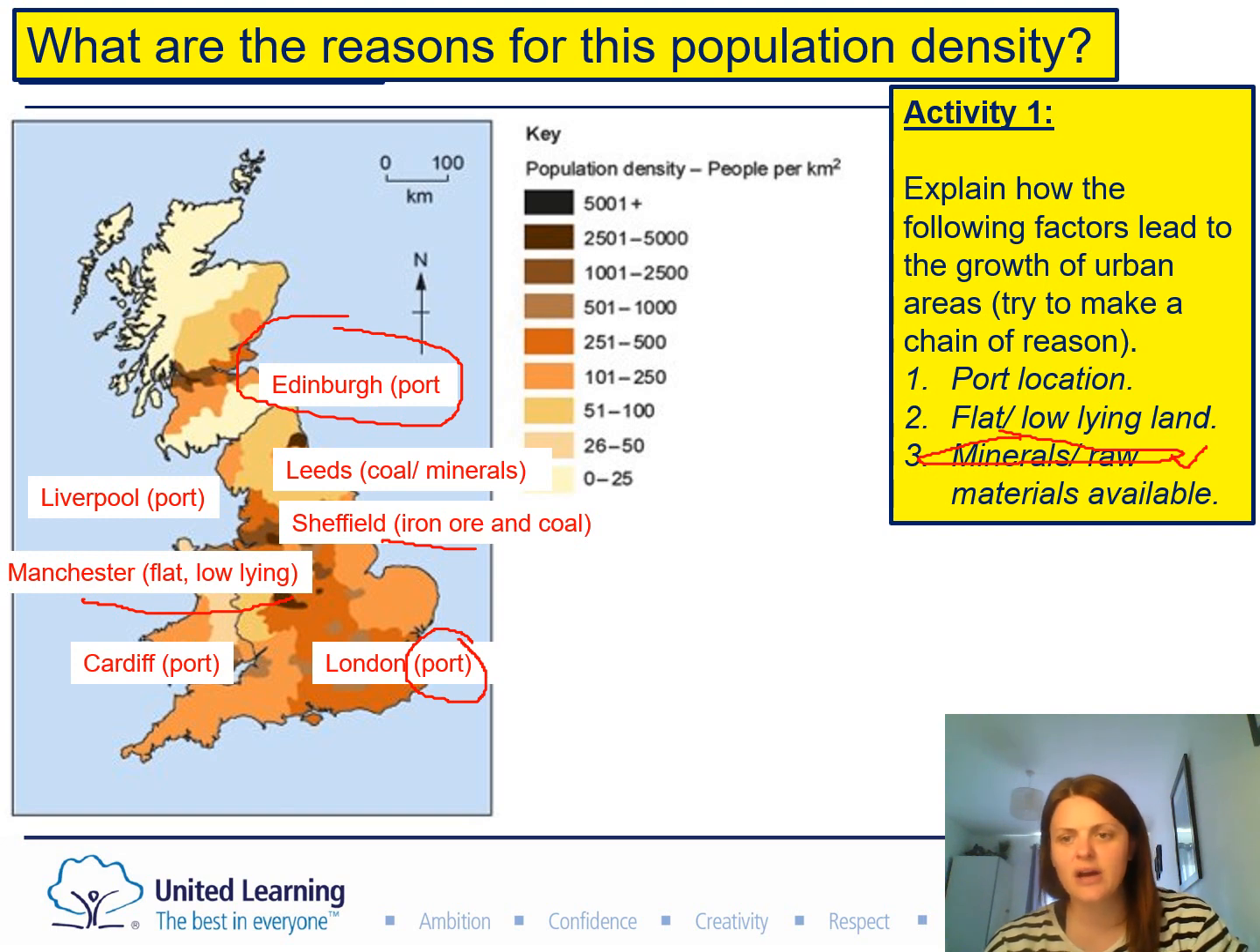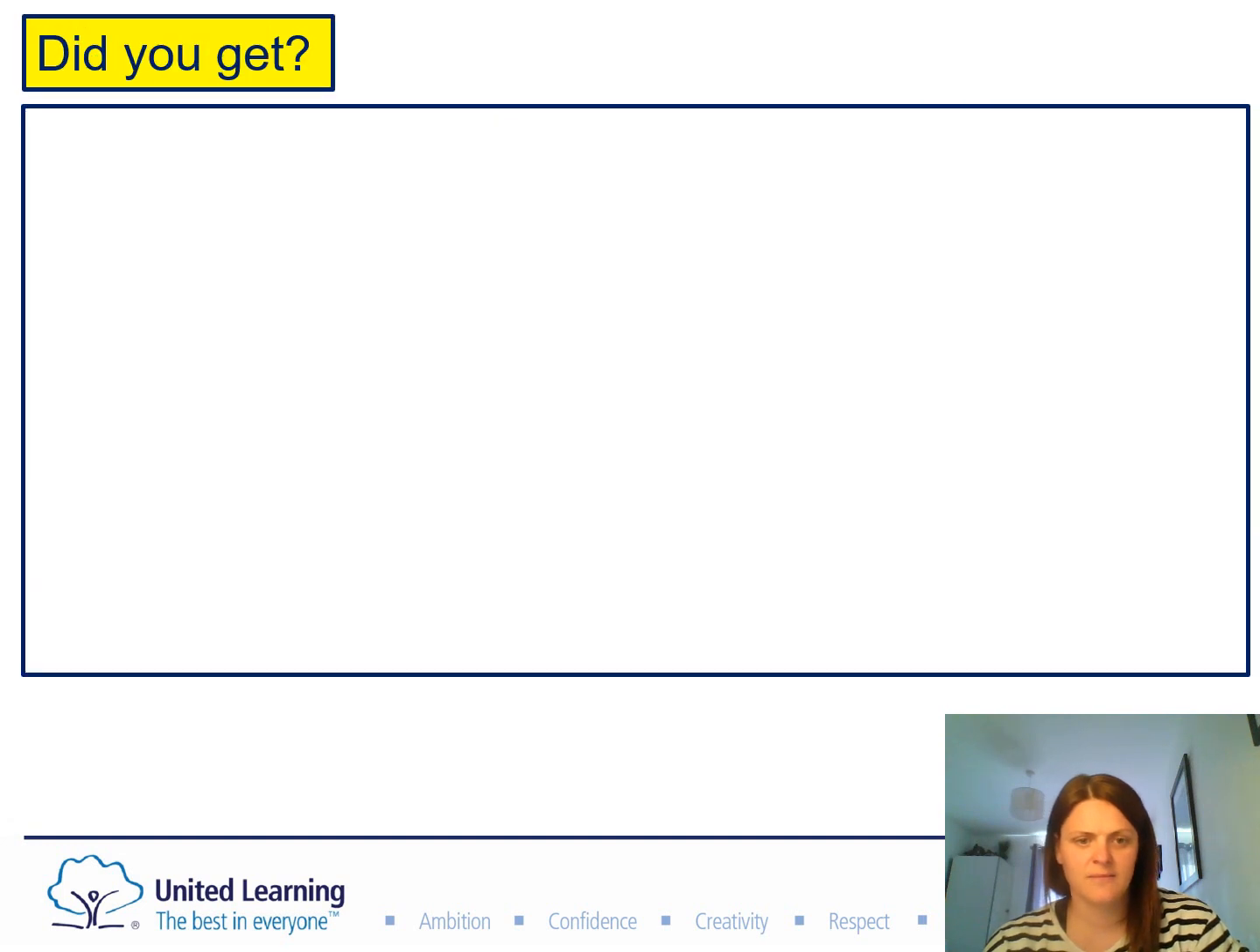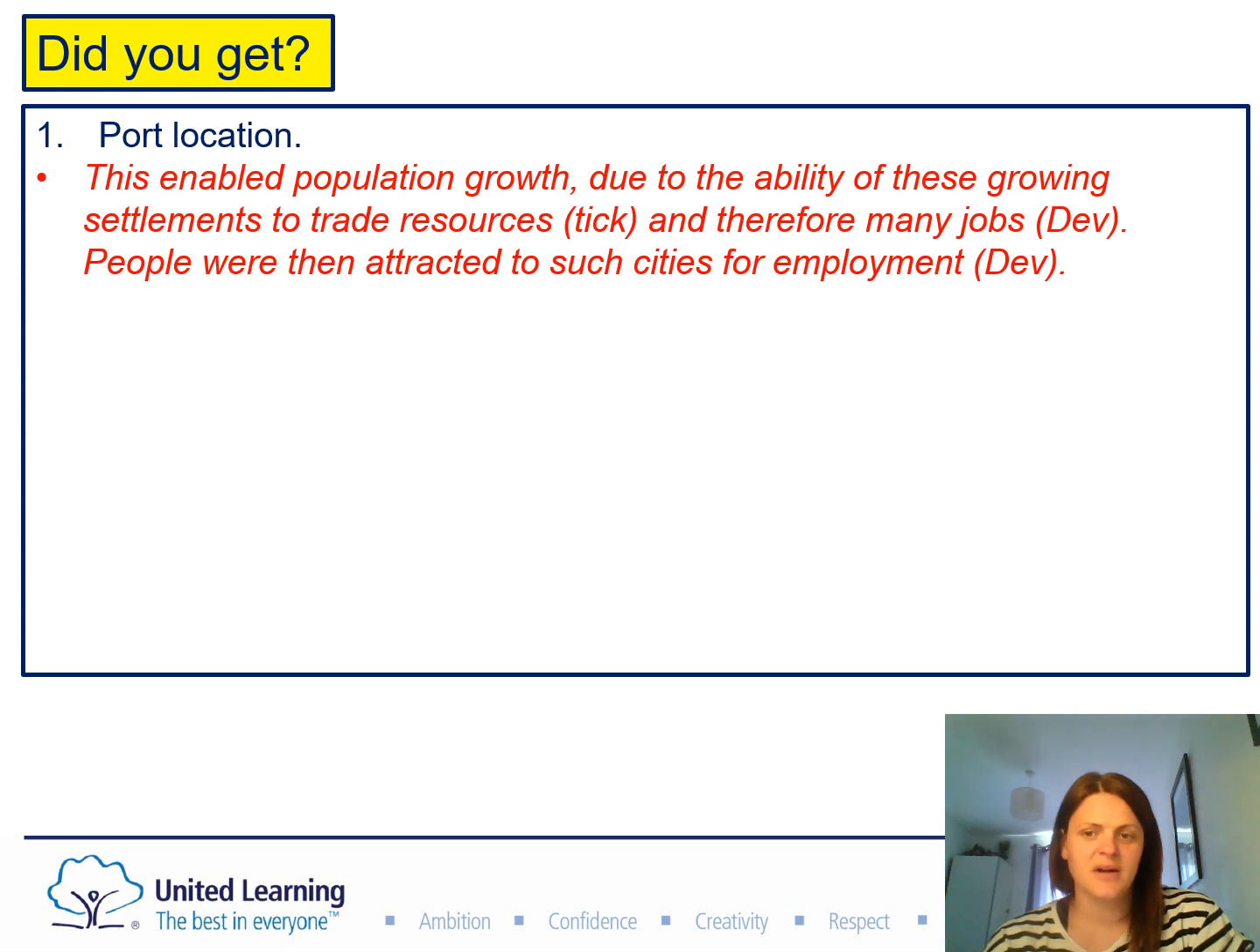Okay, let's have a look how well you did. Now this is quite tricky. So you should have got something like this. So having a location where a port can be built, this enabled population growth due to the ability of these growing settlements to trade resources and therefore many jobs. People were then attracted to such cities for employment. So people wanted to go where the jobs were, and if there is ports, then there'll be lots of resources and shipping, trade, lots of jobs.